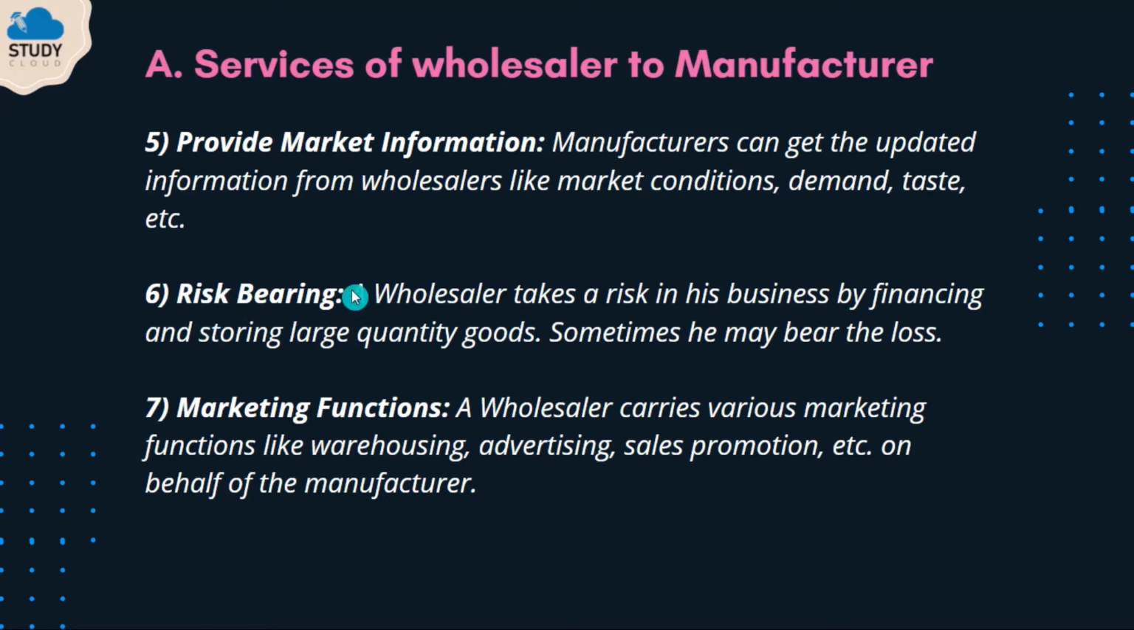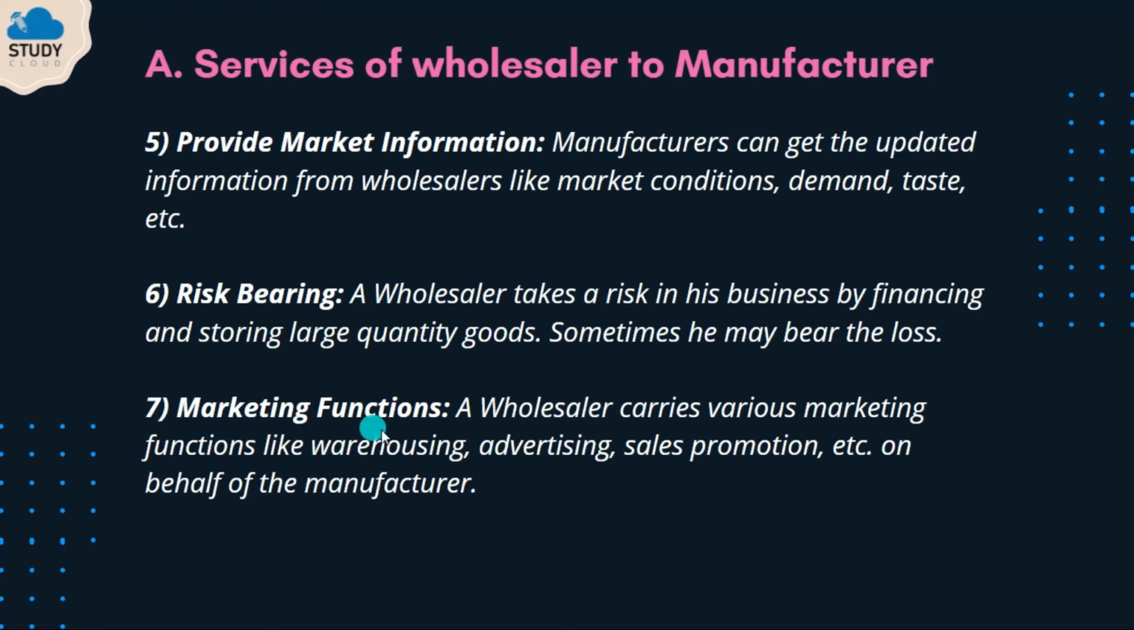Six is risk bearing. Now wholesalers purchase goods in bulk. They store goods in large quantities, so sometimes they may bear the losses. The losses could be anything. Financial losses do occur for the wholesaler in times of emergencies.